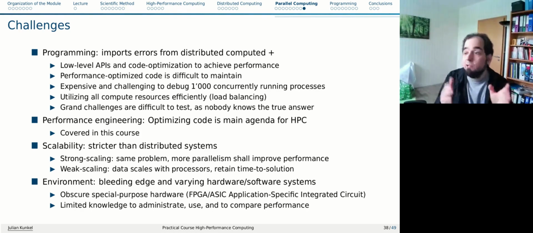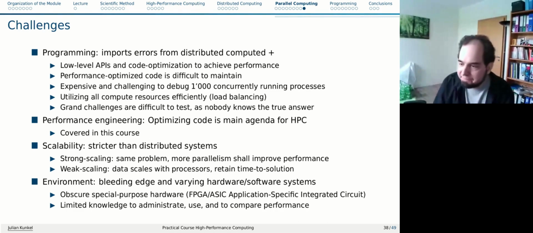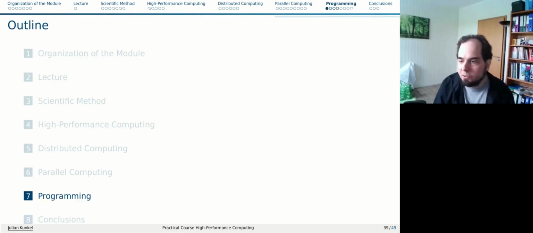So you increase data and you increase the hardware at the same time, and you want to keep the runtime the same. More about this later. Typically, in terms of environment, we have bleeding edge environments with the newest technology, varying hardware and software, obscure special purpose hardware. And that means we have limited knowledge to administrate, use, and compare performance. That makes it all difficult.